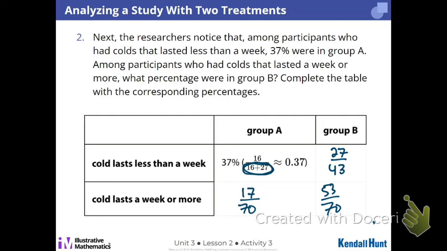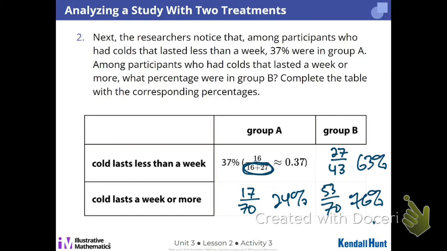Yep. So let's get those percentages. 27 divided by 43. I got about 63% here. 17 divided by 70. I got about 24% here. And 53 divided by 70. I got about 76% here. So if we did out of the total, if we did out of the row, what do you think's happening next?